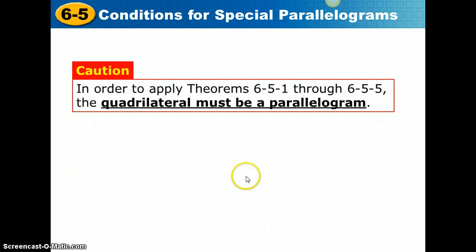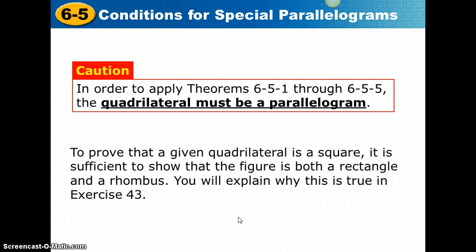In order to apply these theorems, the quadrilateral must be a parallelogram. To prove that a given quadrilateral is a square, it's sufficient to show that the figure is both a rectangle and a rhombus. That's how we're going to verify that something is a square. If I can show that a parallelogram is a rectangle and a rhombus, then it is concluded that it is a square.